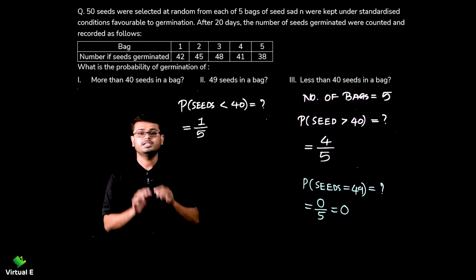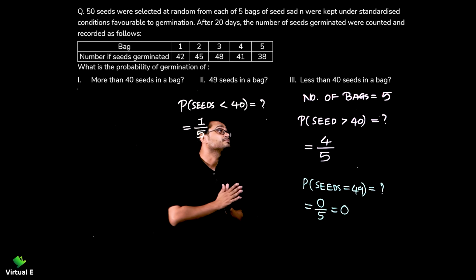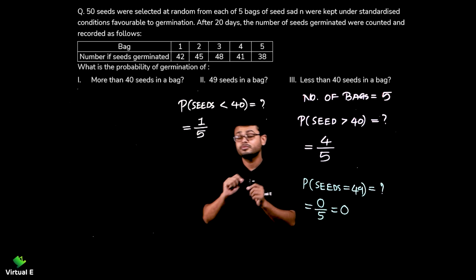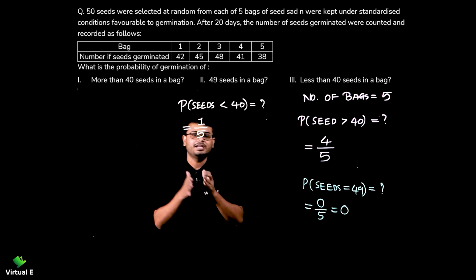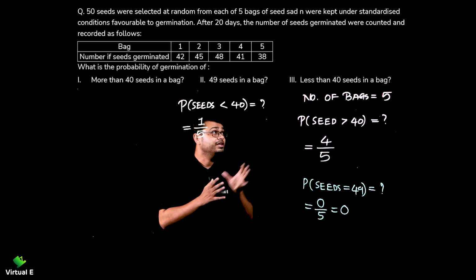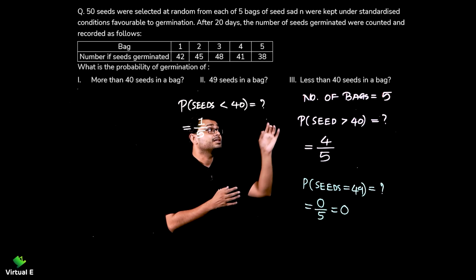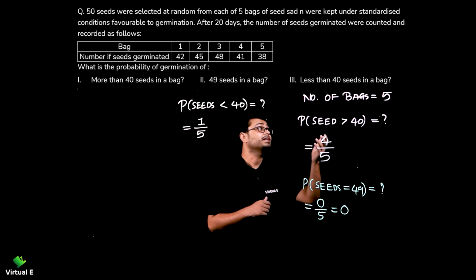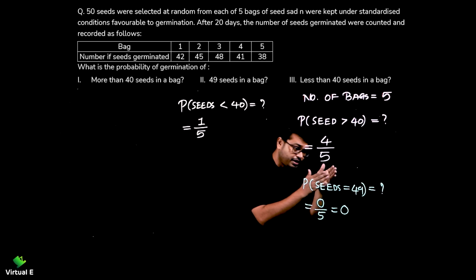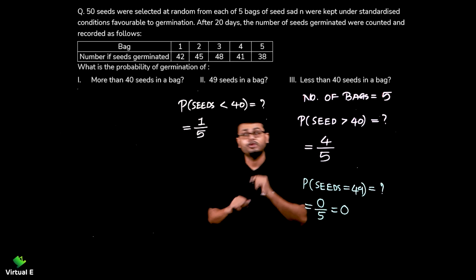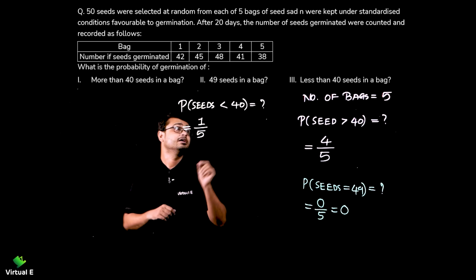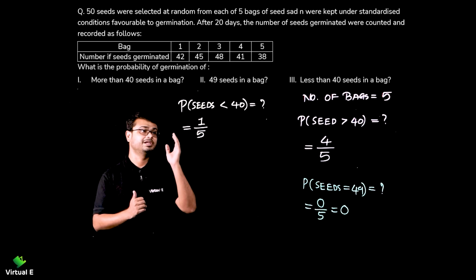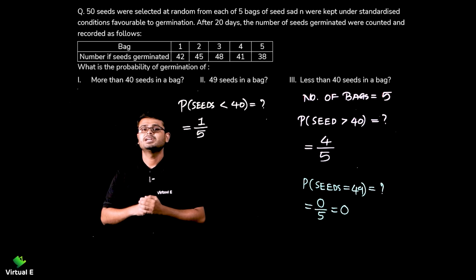So this is how we find the probability. This is a very simple question, right? We have the data given to us. We just need to find the number of bags. Don't get confused between the number of seeds and the number of bags over here, right? We need to observe the number of bags based on the seeds given. Bags which are having more than 40 seeds, there are 4 bags which are having 49 seeds, that is 0, impossible event. And bags which are having number of seeds germinated less than 40, that is only one bag. So the probability is 1 by 5. Let's discuss the next question.